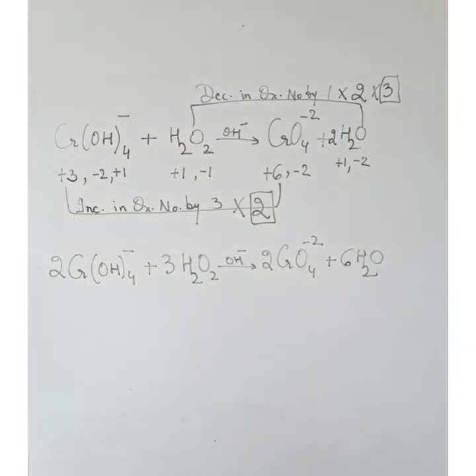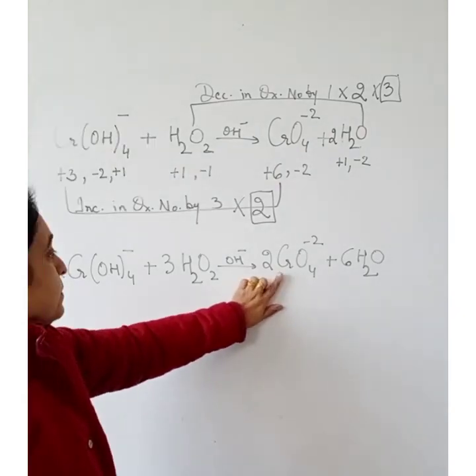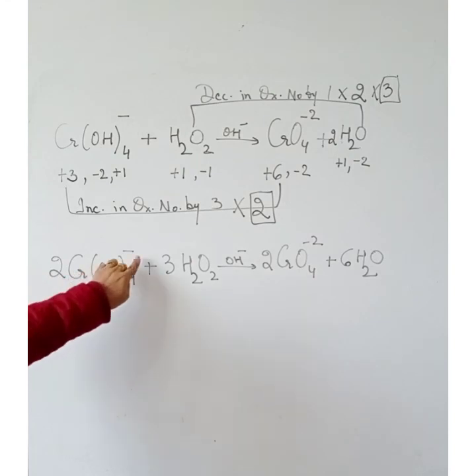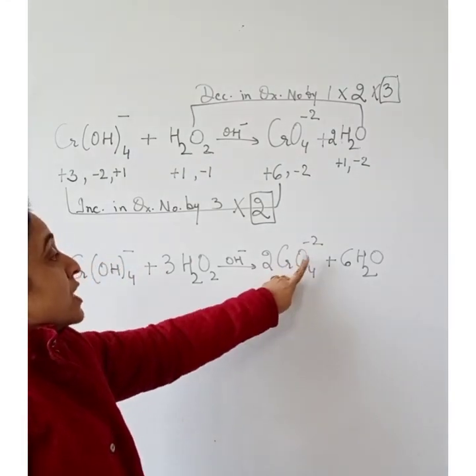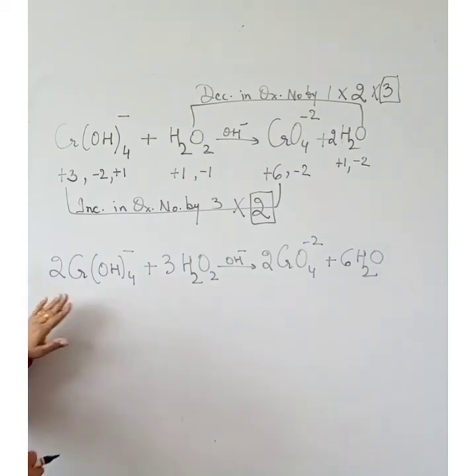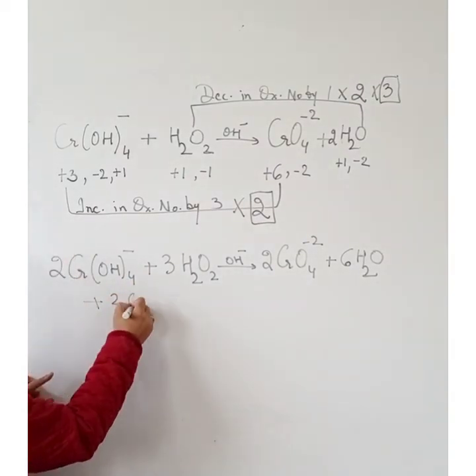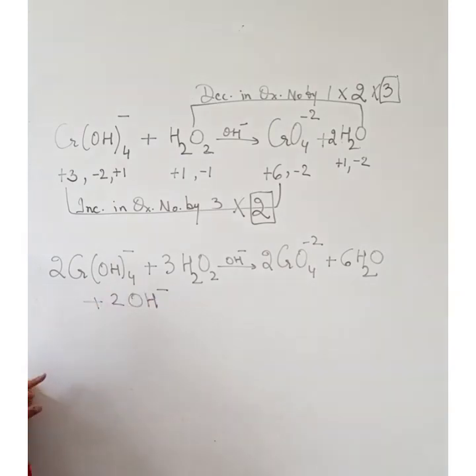Now balance all the other atoms except hydrogen and oxygen. 2 chromium, 2 chromium. Now balance the charge. 2 negative charge here and 4 negative charge here. That means this side is deficient, so put 2 OH minus on this side. Now, so 4 charges, 4 charges.